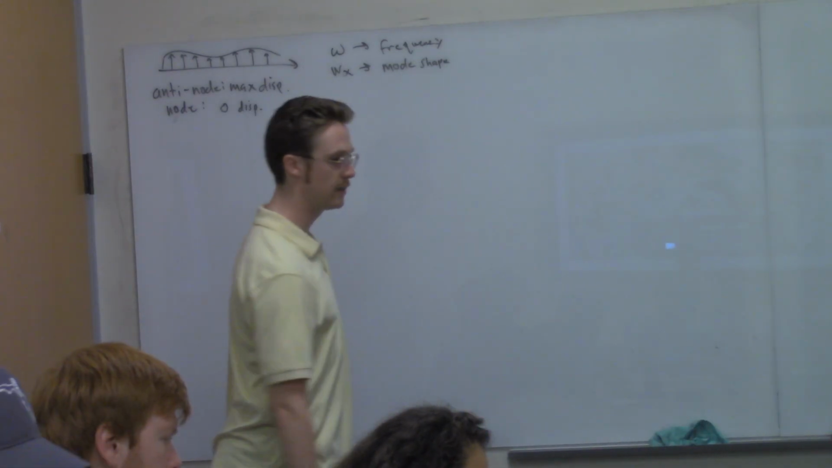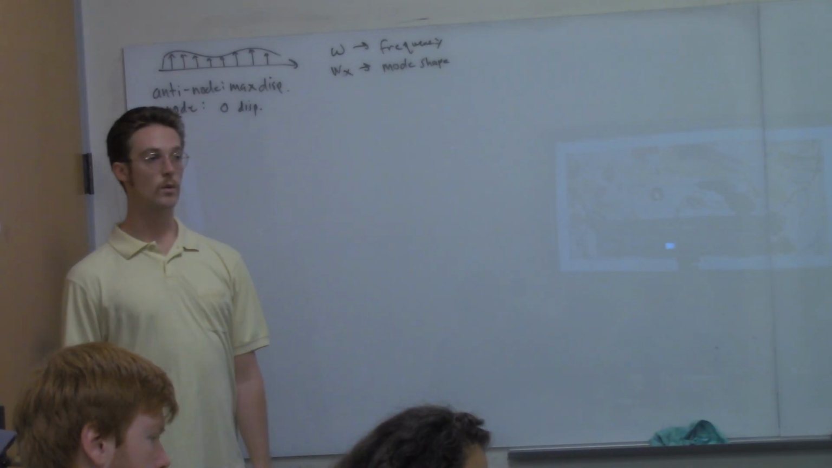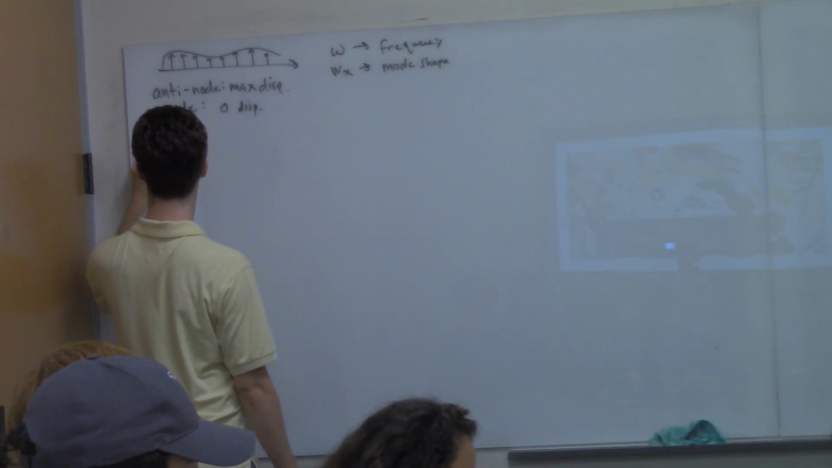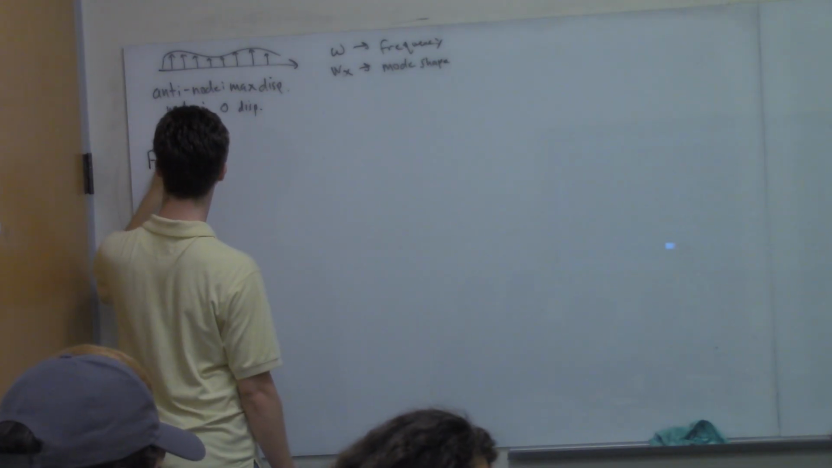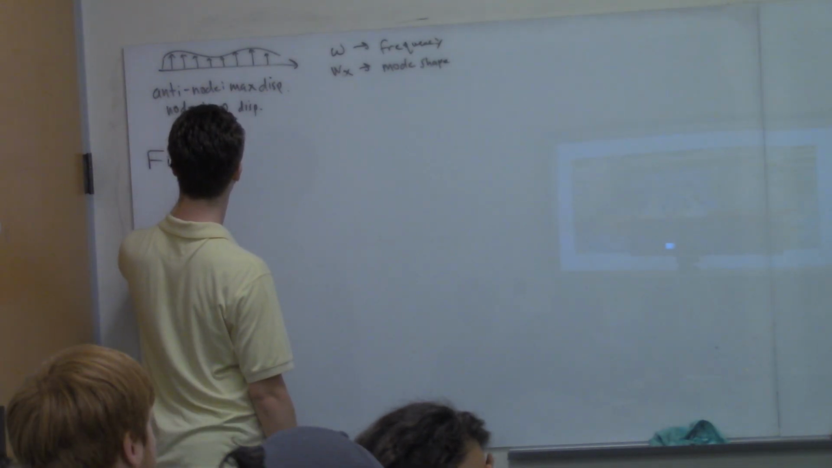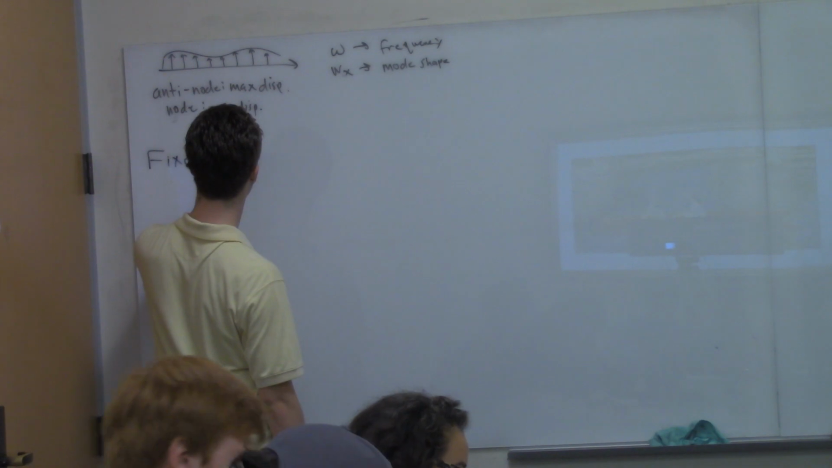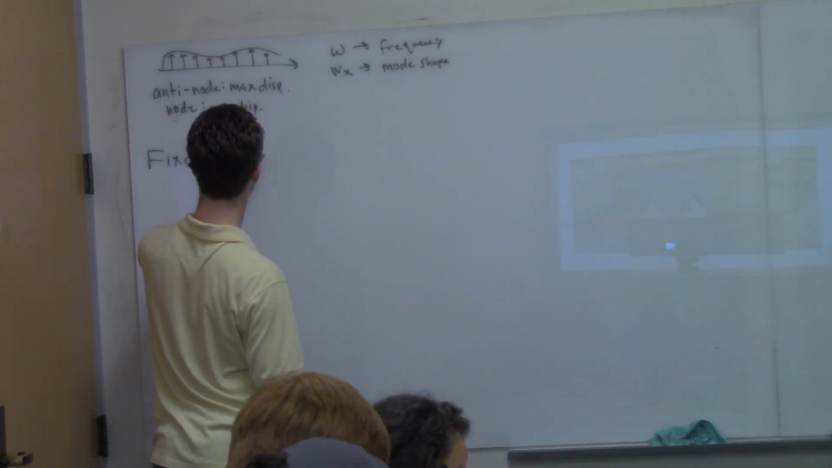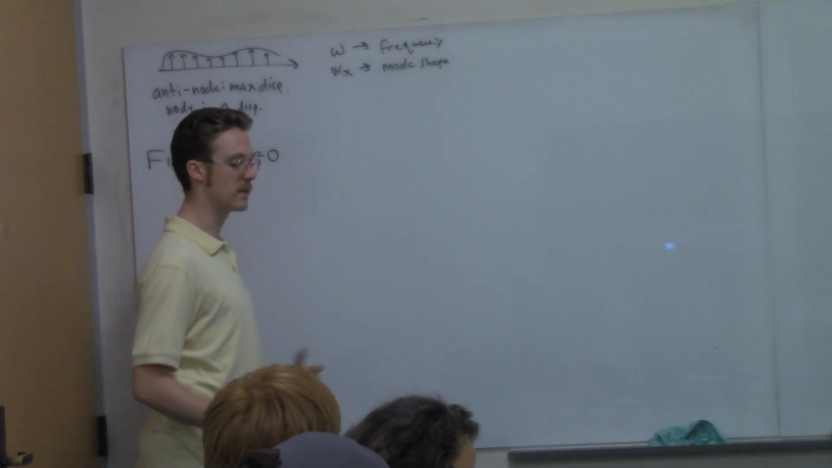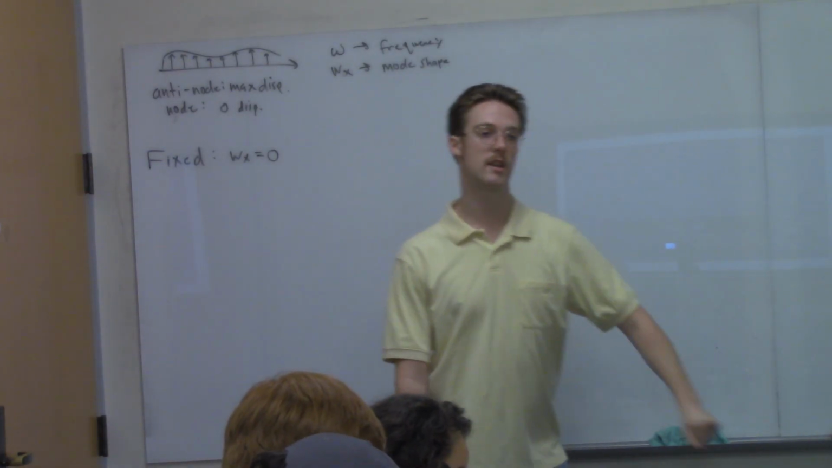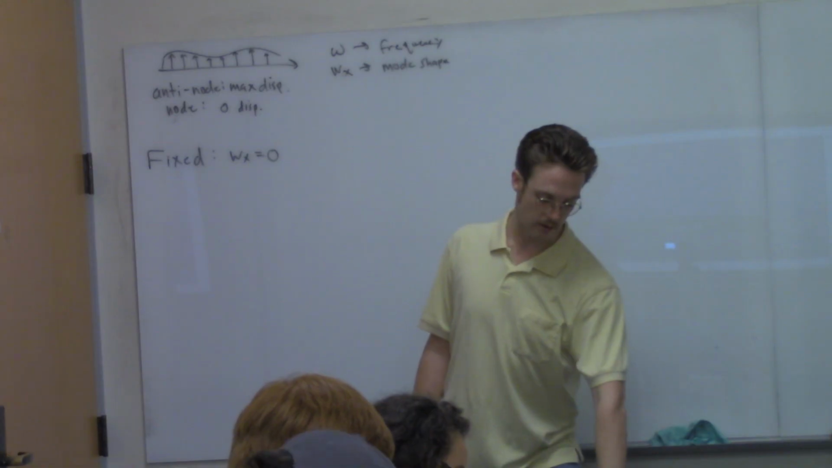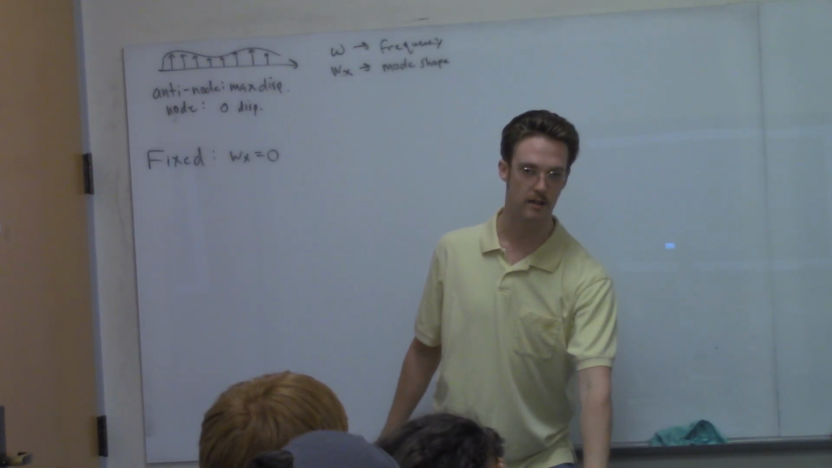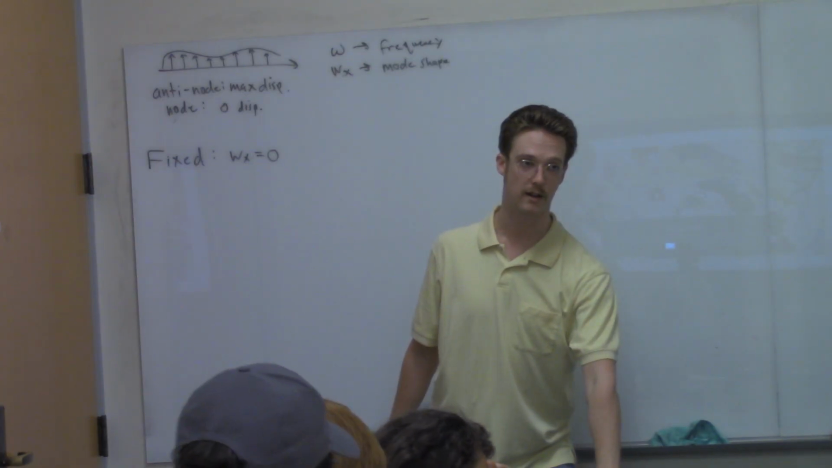So for a fixed end, we know that Wx is equal to 0. This makes sense. If we grab a snake and put it down on the ground, it can move everywhere except for where you're holding it, because you're forcing it to stay still. You're keeping it fixed right there.